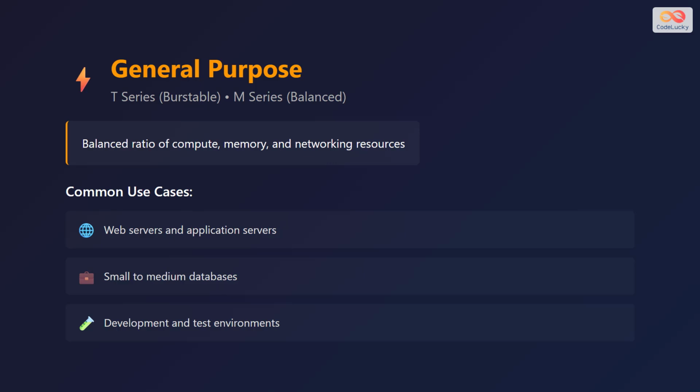Let's dive into general-purpose instances. These include the T series, which are burstable, and the M series, which offer balanced performance. They provide a balanced ratio of compute, memory, and networking resources, making them versatile for many applications. Common use cases include web servers and application servers, small to medium databases, and development and test environments. If you're just starting out or have workloads with moderate and consistent resource needs, general-purpose instances are often the best choice.